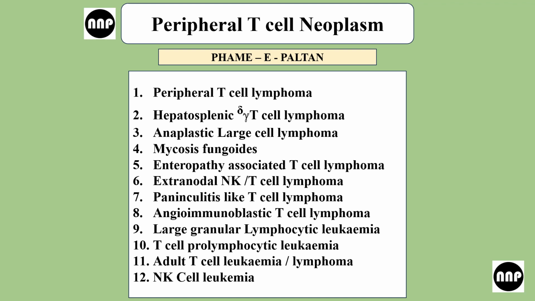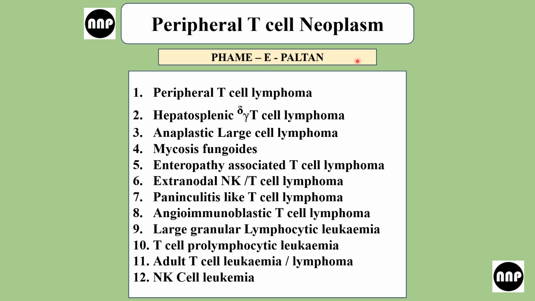Now coming to peripheral T cell neoplasm, the mnemonic is PHAME APPLE TAN. It's easy to remember. It is not FAME, it is PHAME, PHAME APPLE TAN. So P is peripheral T cell lymphoma, easy. H is hepatosplenic gamma delta T cell lymphoma. A is anaplastic large cell lymphoma. M stands for mycosis fungoides. E is enteropathy associated T cell lymphoma. Then we have extranodal NK or T cell lymphoma from this E. Remember, this E is for extranodal NK or T cell lymphoma.